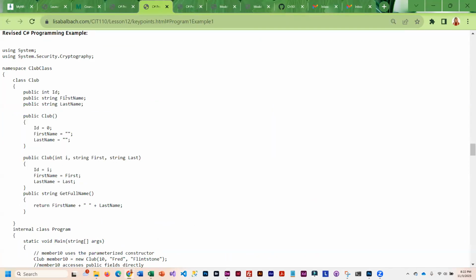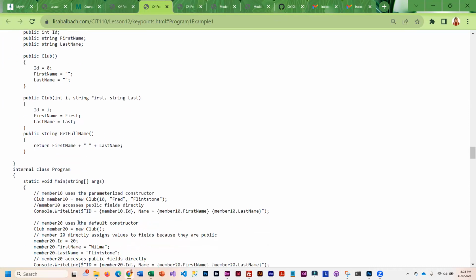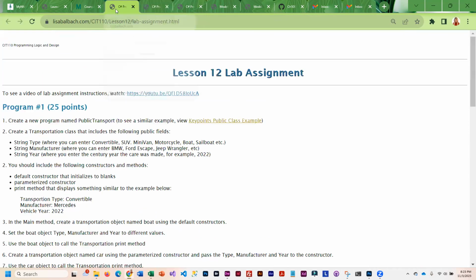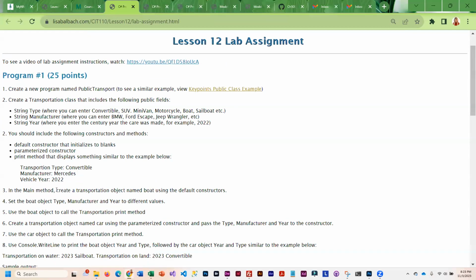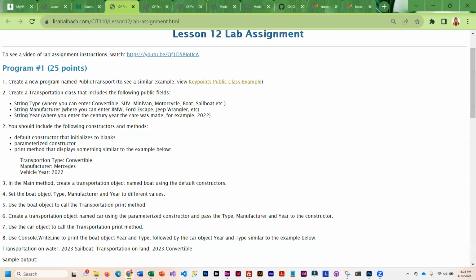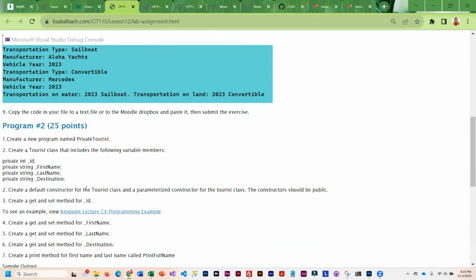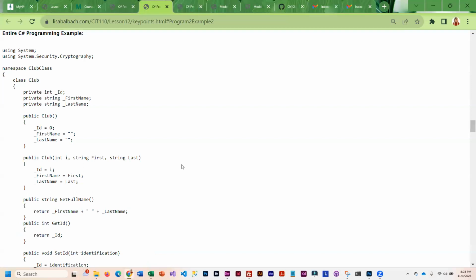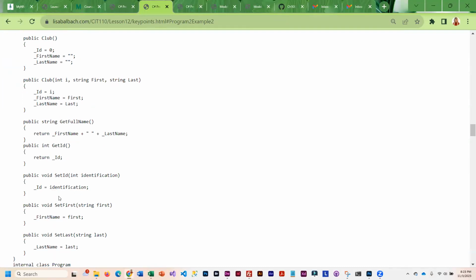Now, the examples are not identical to what you have to do, but what you have to do is similar. So you should be able to kind of look at the example, look at what you are being asked to do, and do something that is similar. And same goes for our private members. If you look, here we have private members, and they're handled a little bit differently.